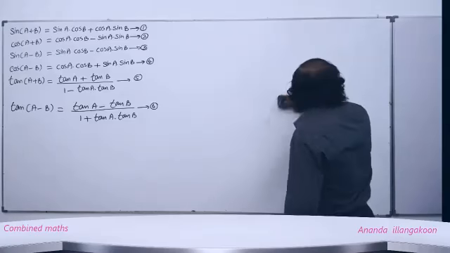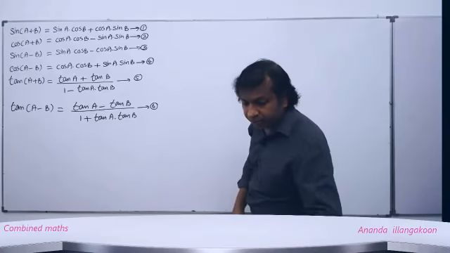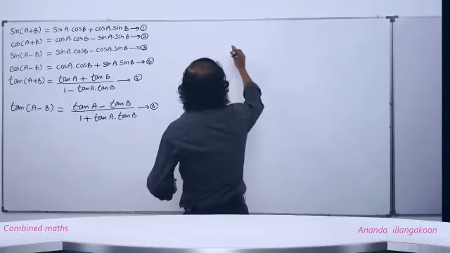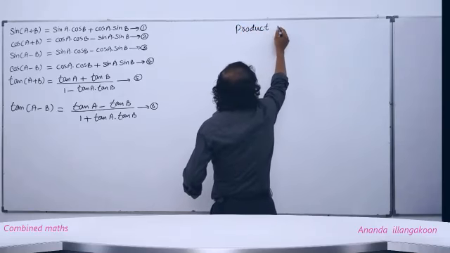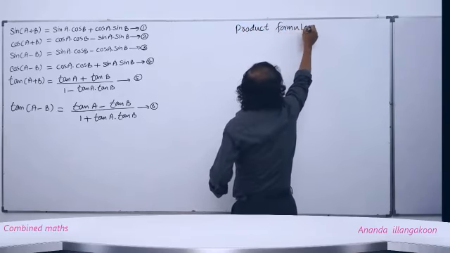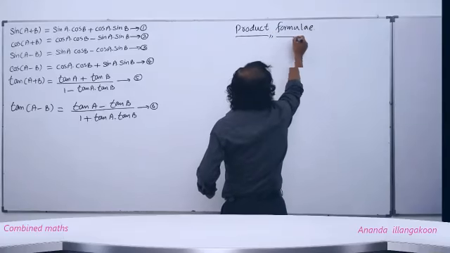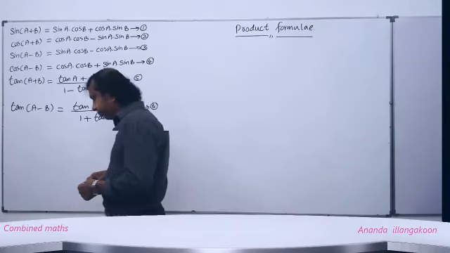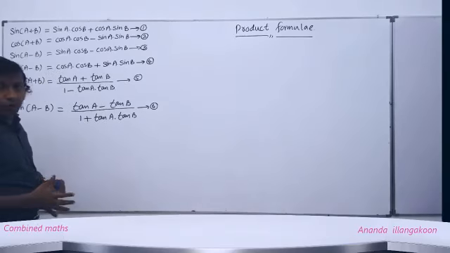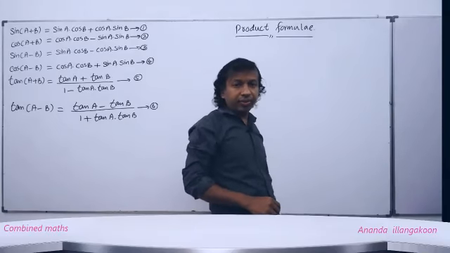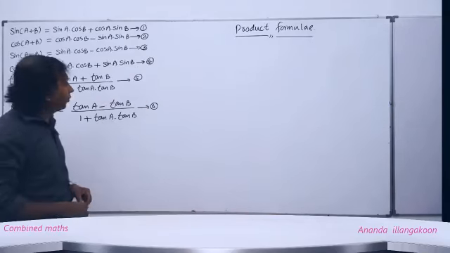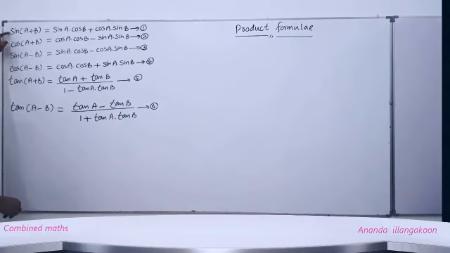Write down the next subheading, people: product formulae. Well, we have 4 product formulae. We'll take them one by one. This is how we obtain the first one. We add this number 1 formula and number 3 formula together.